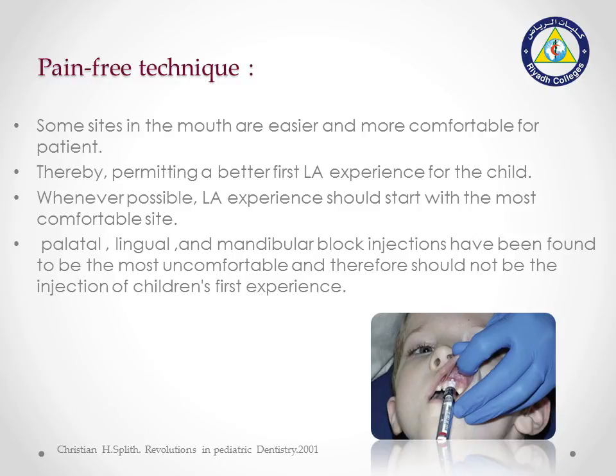Some sites in the mouth are easier and more comfortable for the patient, thereby permitting a better first local anesthesia experience for the child. Whenever possible, local anesthesia experience should start with the most comfortable sites, which is generally accepted as the posterior maxillary buccal region followed by mandibular buccal or labial regions. Palatal, lingual, and mandibular block injections have been found to be the most uncomfortable and therefore should not be the injection of the child's first experience.